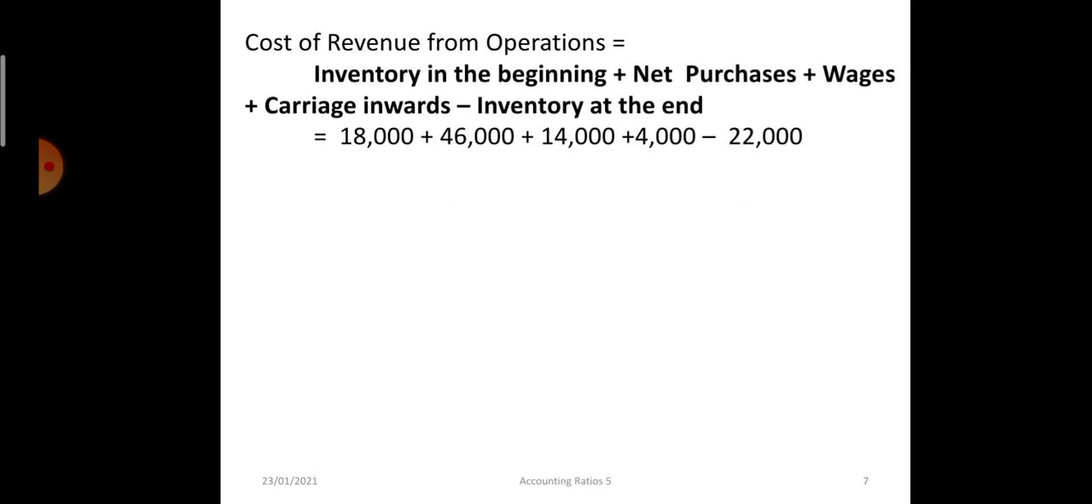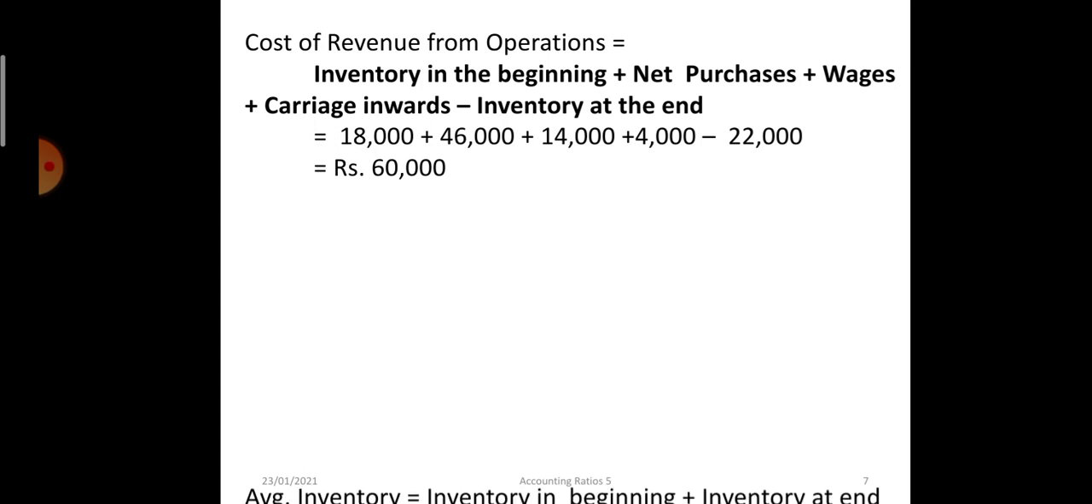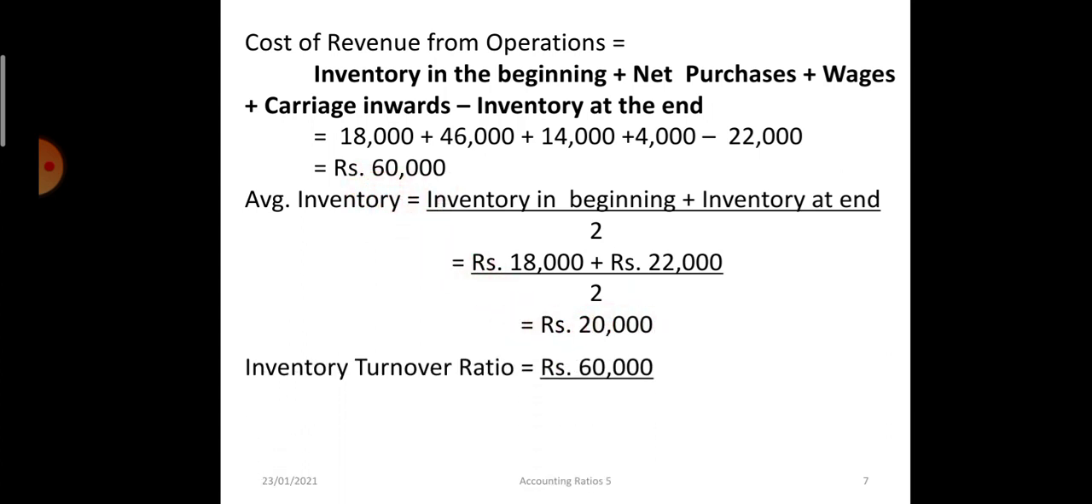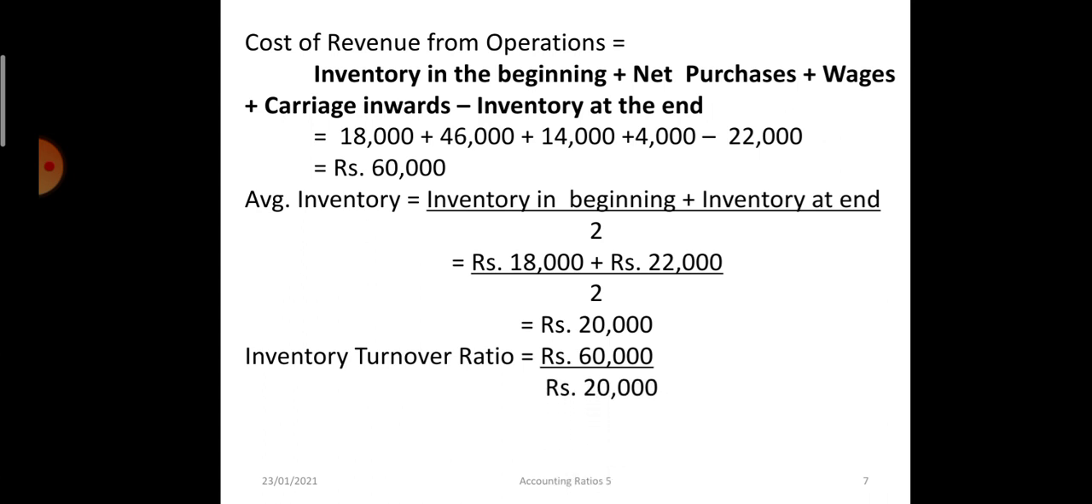That is coming 60,000. Cost of revenue from operation is 60,000. Average inventory is inventory in the beginning plus inventory at the end divided by 2. So 18,000 plus 22,000 divided by 2, we will get 20,000. So cost of goods sold is 60,000 and average inventory is 20,000. When we put it in the formula, COGS 60,000 divided by average inventory 20,000, we get inventory turnover ratio as 3 times.